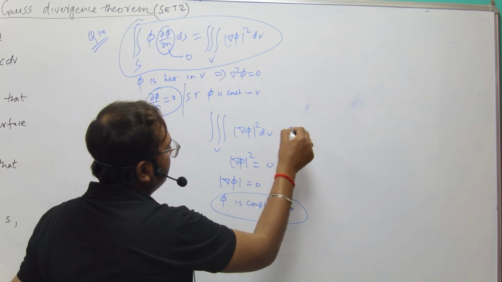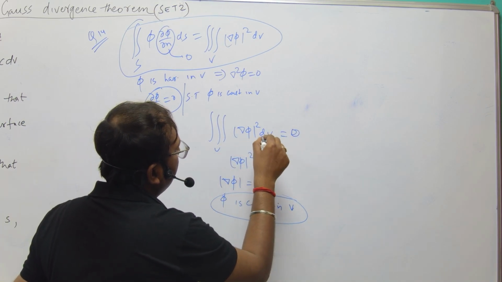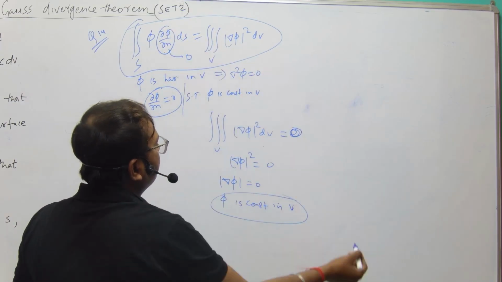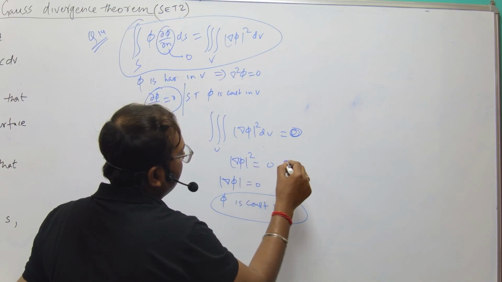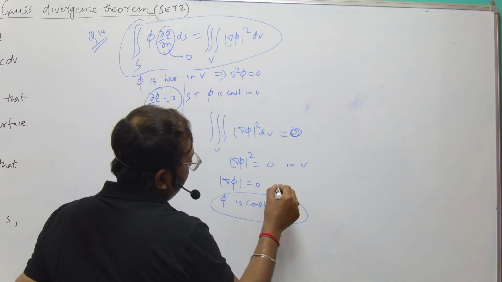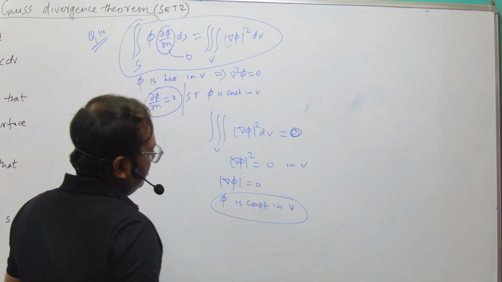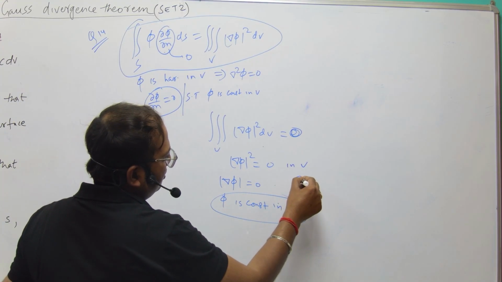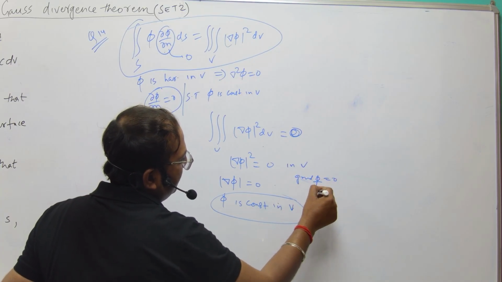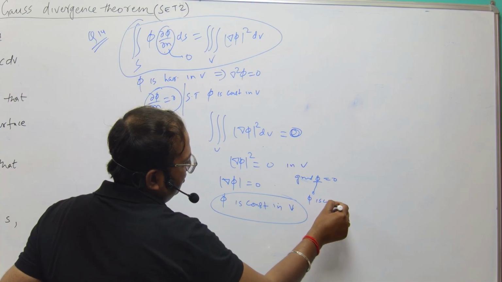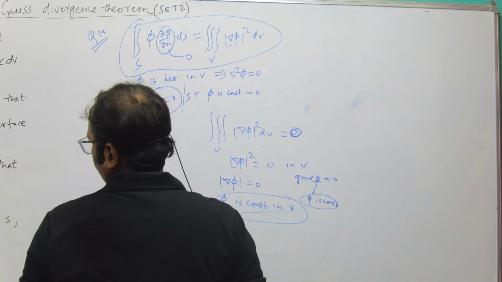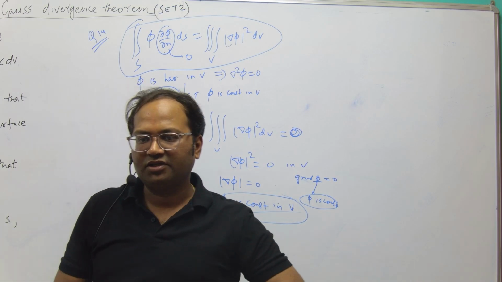Since the volume integral of del phi mod whole square dv is equal to 0 based on the previous result, because del phi upon del n is equal to 0, del phi mod whole square is equal to 0 in V. This means del phi mod is equal to 0, that is, the gradient of phi is equal to 0. This means phi is constant in V. So we have discussed up to question number 14. Thank you.